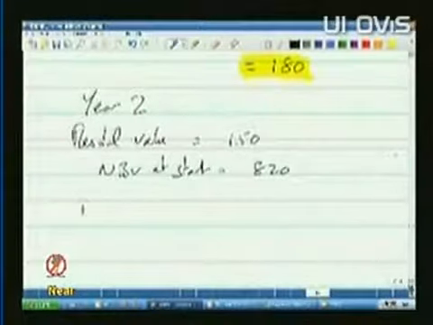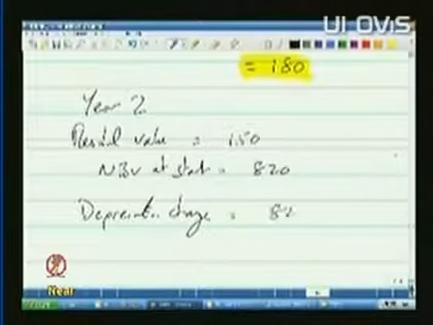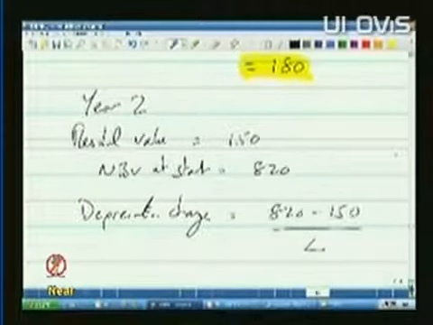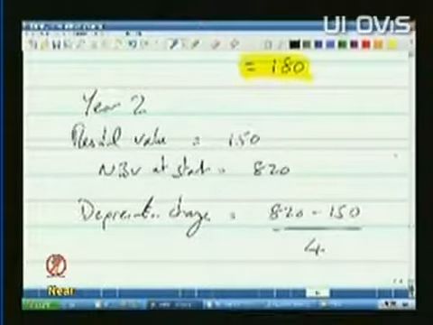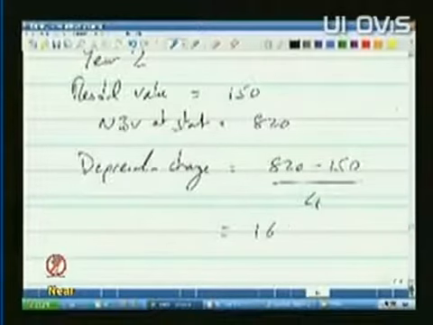Therefore, my depreciation charge is going to be 820 minus 150, divided by the 4 remaining years. So it's still straight line depreciation, but by having to reassess the residual value, it actually makes the depreciation different. So I've got 820 minus 150 divided by 4. So in year 2, my charge is now 168.